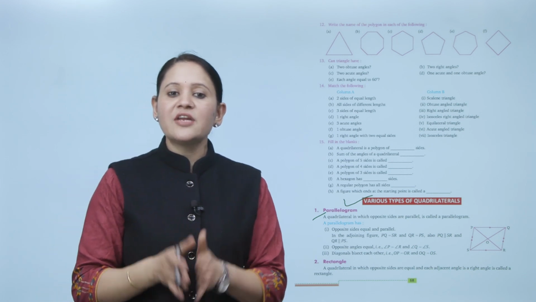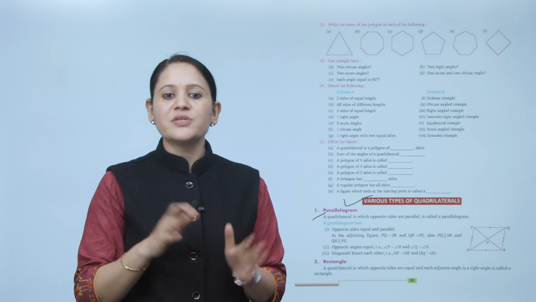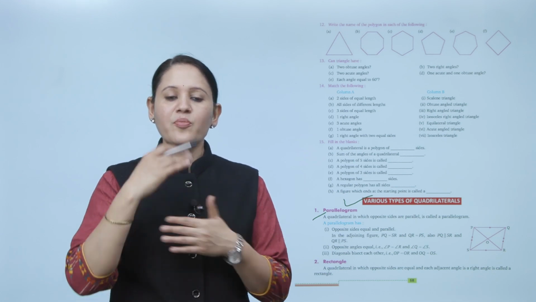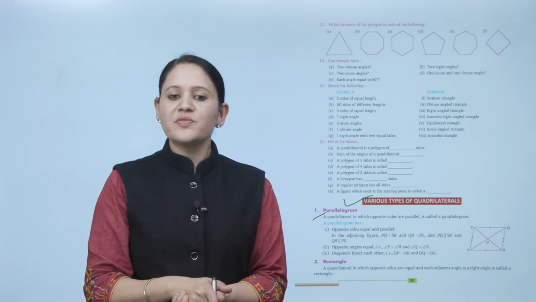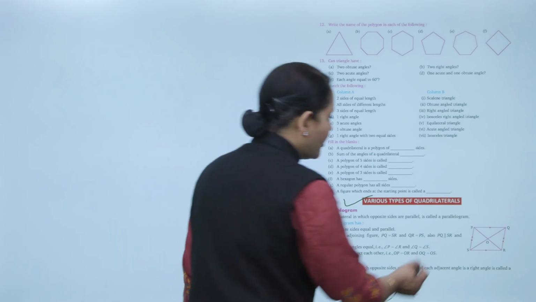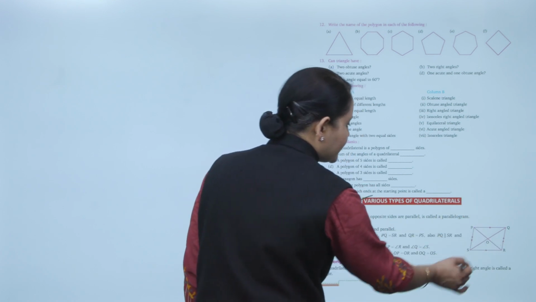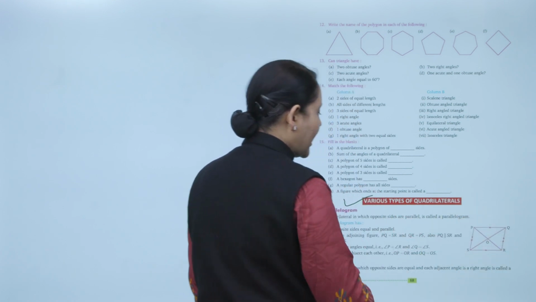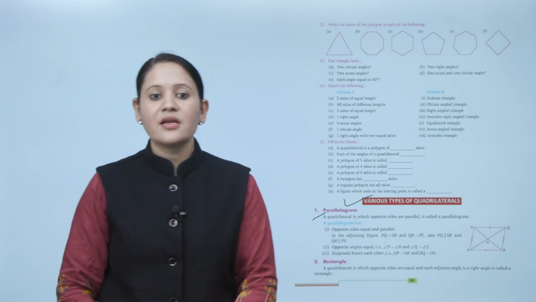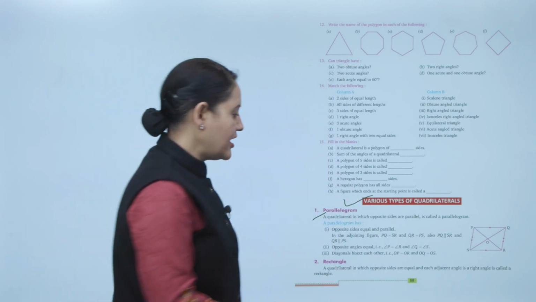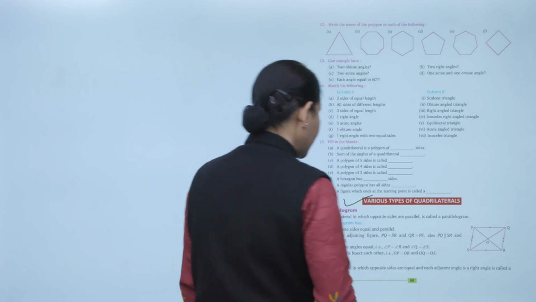A quadrilateral in which opposite sides are parallel is called the parallelogram. A parallelogram has opposite sides equal and parallel. In the adjoining figure, PQ equals SR, and PQ is also parallel to SR, and PS equals QR, and PS is also parallel to QR. Clear?